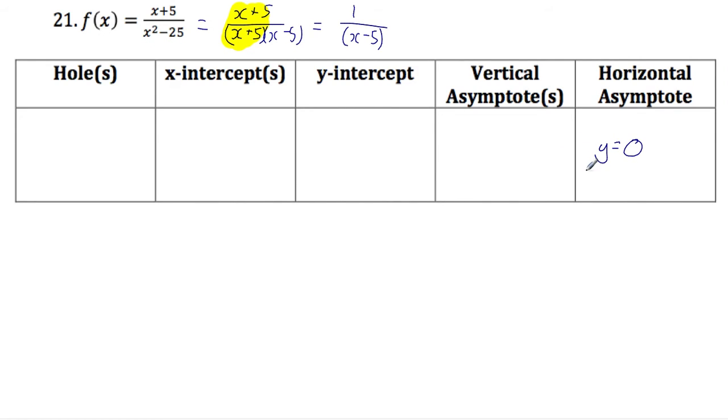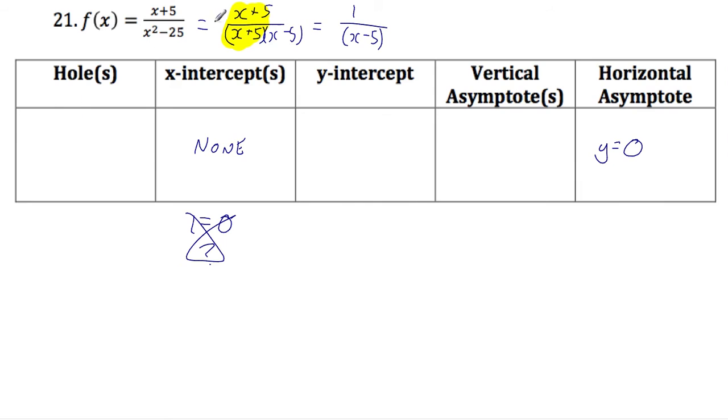If the graph can't exist on the x-axis, there aren't going to be any x-intercepts. Also, look at the remaining factor in the numerator. What value of x is going to make 1 equal 0? It can't happen. No matter what x is, the number 1 will never be equal to the number 0. So that's why we get no x-intercepts.